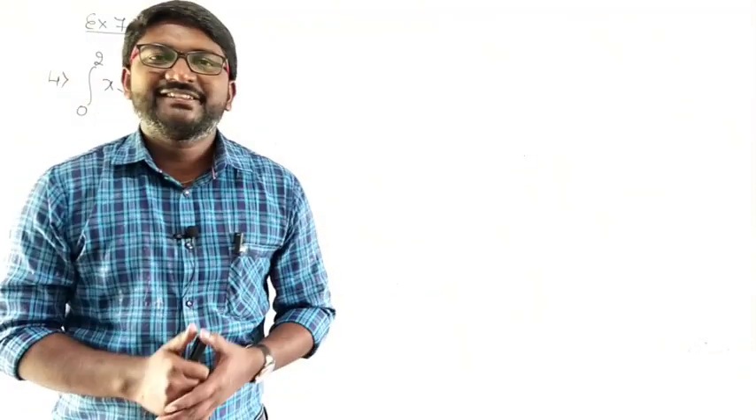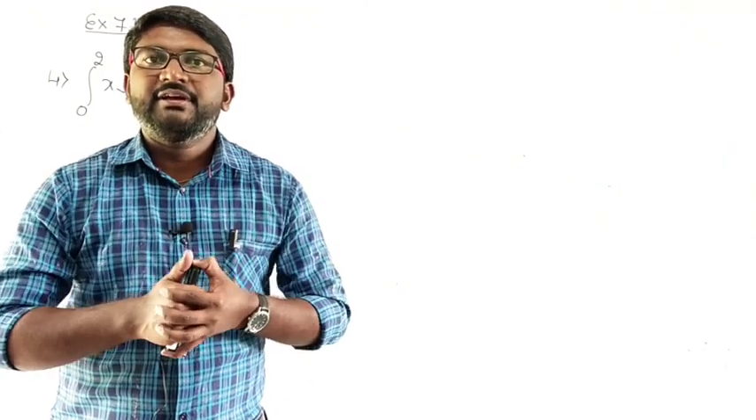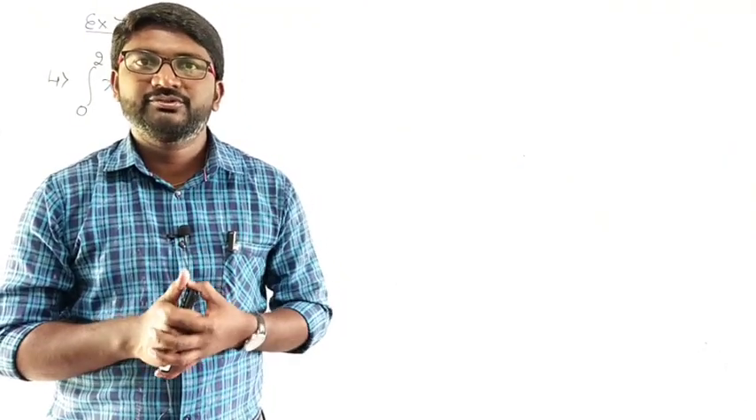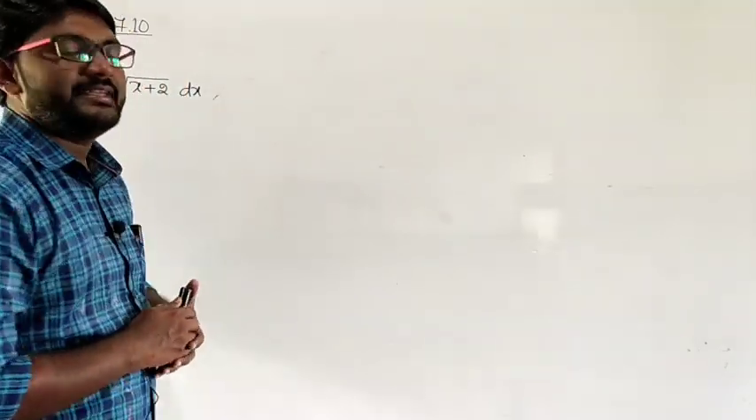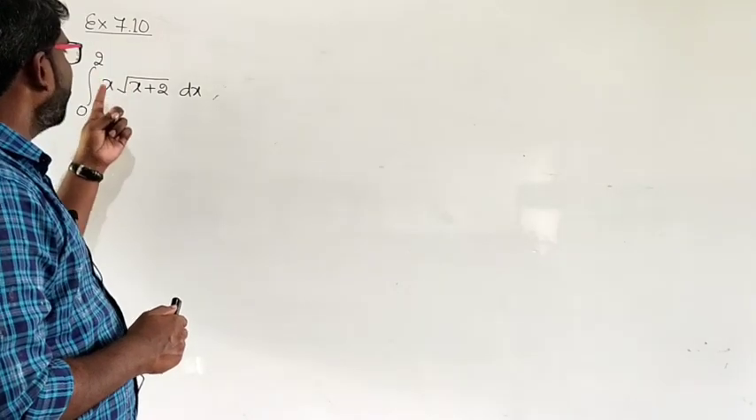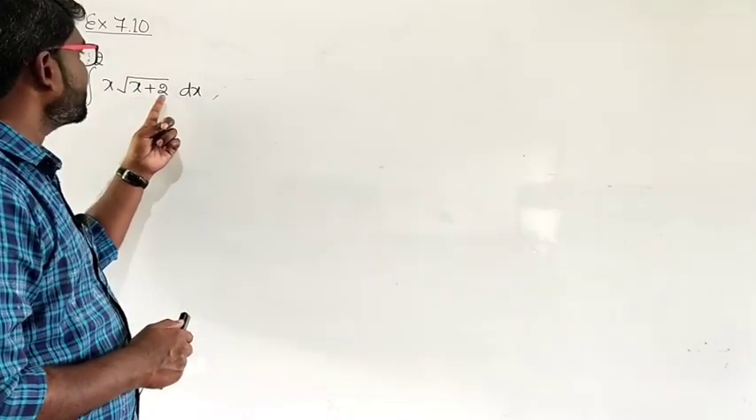Good afternoon, students. In the last class, we started with exercise 7.10 and solved up to the third problem. So, in today's class, let us continue with the fourth question. It is integral 0 to 2 x into square root of x plus 2 dx.